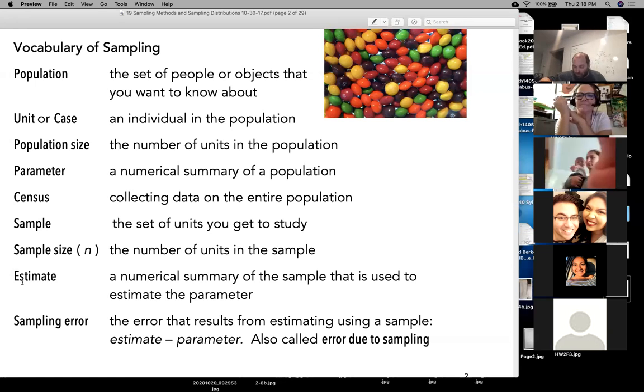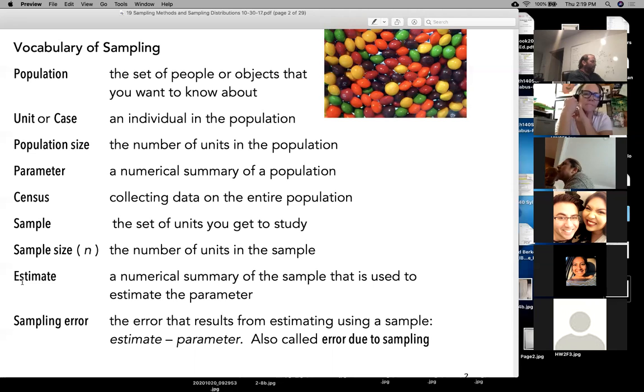What is an estimate? An estimate is a numerical summary of the sample. In a more advanced statistics class, that would be called a statistic. But in this class, we're just going to call it an estimate. So when I take the average height of every person at CSUN, and I use that information to find the average height of every American, that would be an estimate.